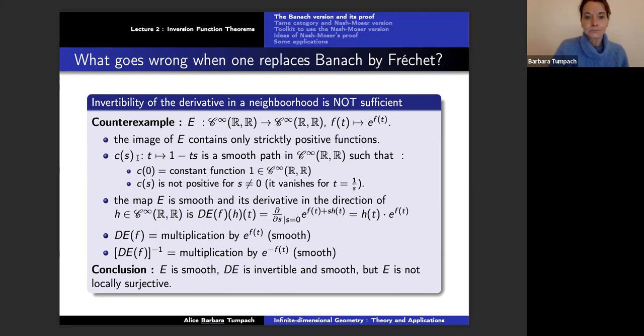Okay, but if we want to differentiate this map, the differential is just multiplication by exponential of f, which is invertible. So here we have an example of a smooth map such that the differential is invertible and even smooth, but the map itself is not locally surjective. The image of this map E contains only strictly positive functions, and so it's not surjective.